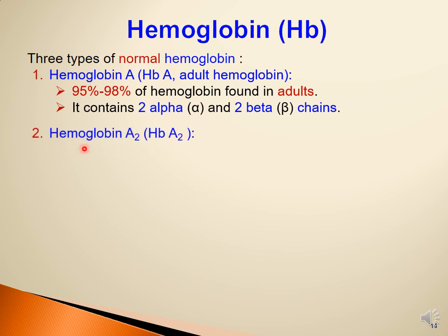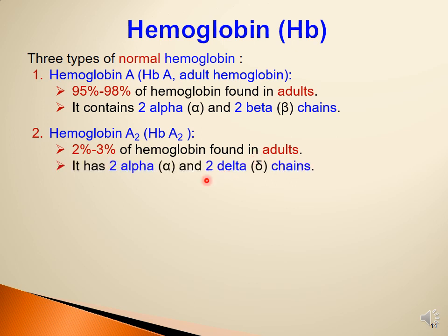Then we have another form of hemoglobin, which is called hemoglobin A2. It was discovered after A, and they didn't want to label hemoglobin A as hemoglobin A1. They just labeled this as hemoglobin A2. So this is the second type of adult hemoglobin. It represents 2 to 3% of hemoglobin that is found in the red blood cells of adult human beings. It has 2 alpha chains and 2 delta chains. So the difference is having delta chains that are different from beta chains in the sequence of amino acids that are present in the polypeptide chain.